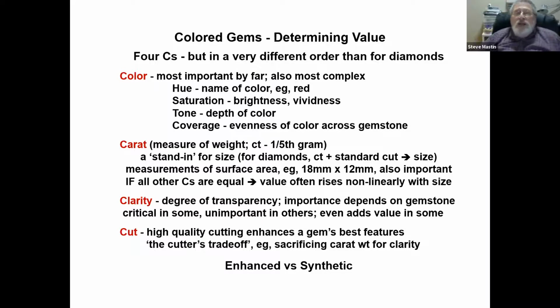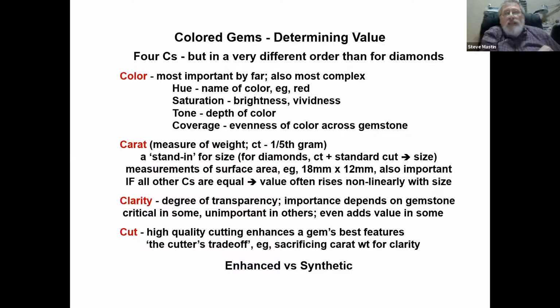Now, I mentioned clarity, and in the case of beryl, it's all important. So it's critical. But there are other stones, including a variety of beryl, where it's pretty much unimportant. And then there are some stones where impurities in the stone actually add value to the stone. They tell you that the stone is real, it's not synthetic, number one, and they tell you where it comes from, which in certain kinds of stones is really important in terms of the assigned value.